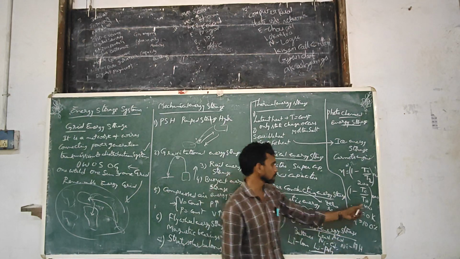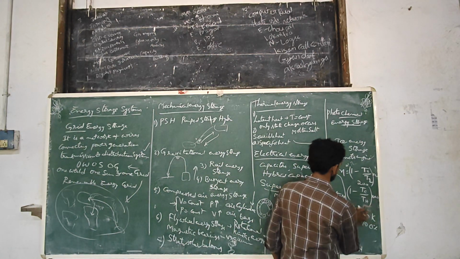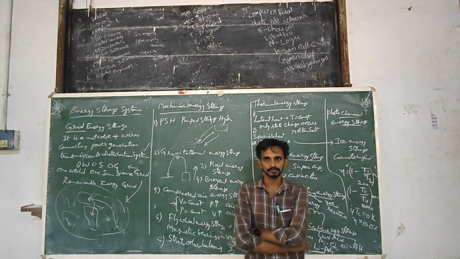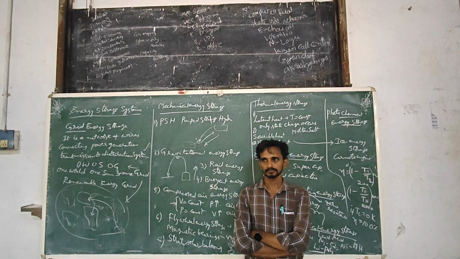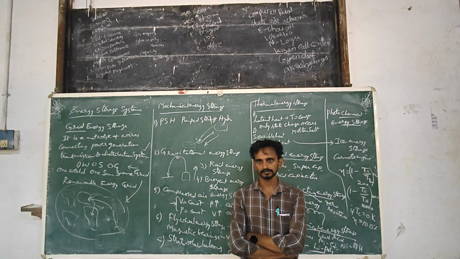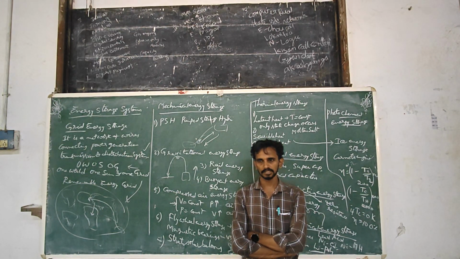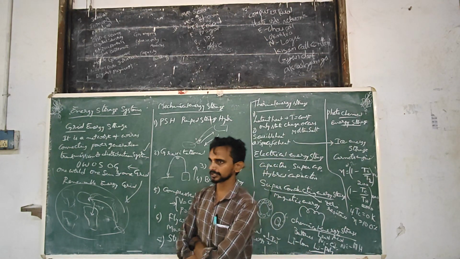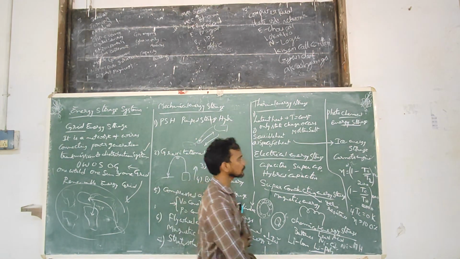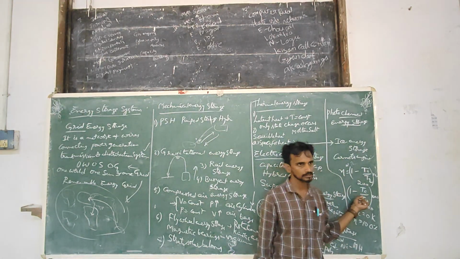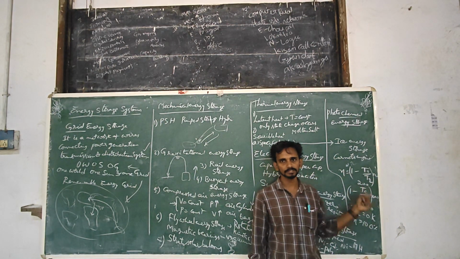Okay, so if TC is 200 and TH is 2000, what happens? It will be 1 by 10, 0.1. 1 minus 0.1 is 0.9, so 90%. So to improve the efficiency of this Carnot engine, either we have to increase the value of TH or we have to reduce the value of TC.